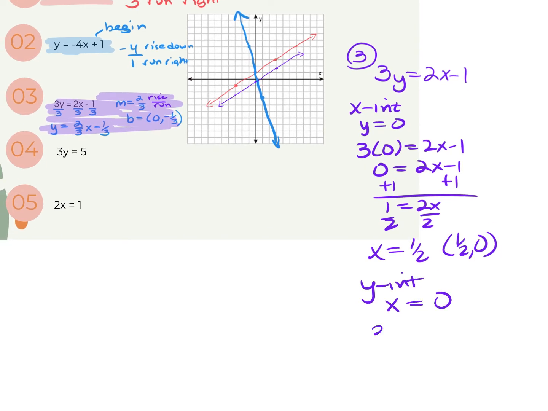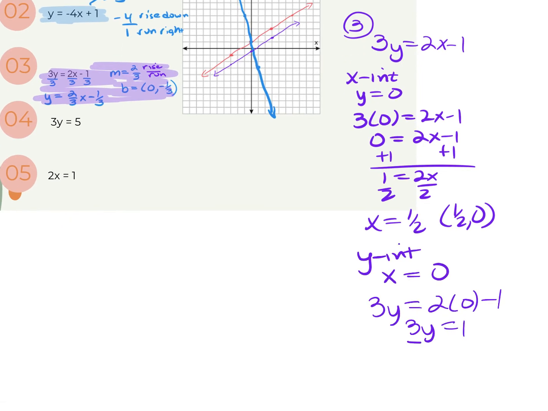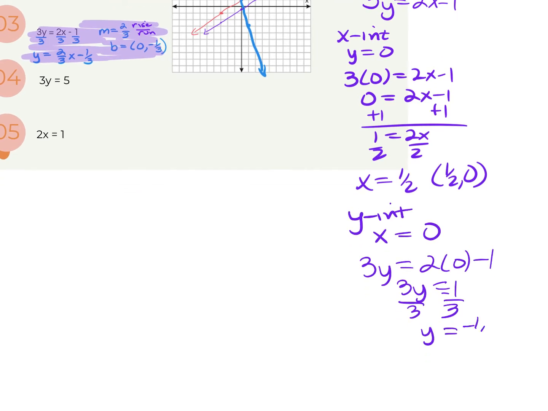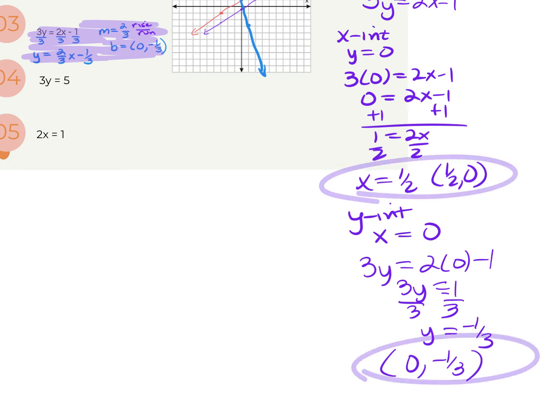And then if you wanted to find the y-intercept, you're going to set x equal to 0. So 3y equals 2 times 0 minus 1. 3y equals negative 1. Divide by 3. Y equals negative 1/3. And again, as a coordinate, 0 comma negative 1/3. So if you want to graph using intercepts, you would put a point on your x-axis at this point and on the y-axis at this, and then connect them.